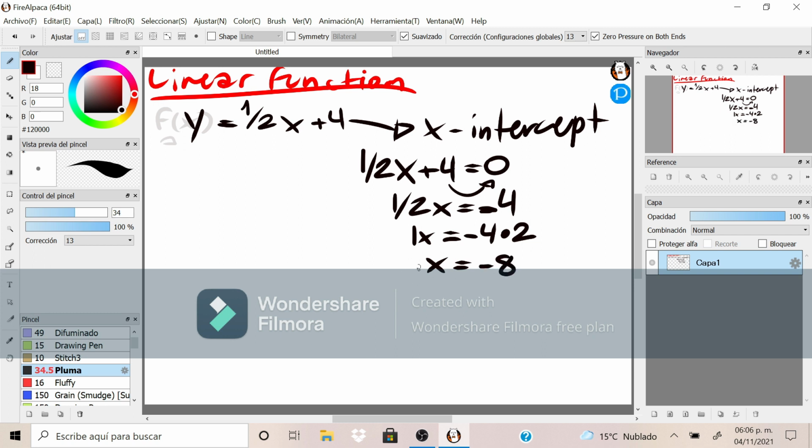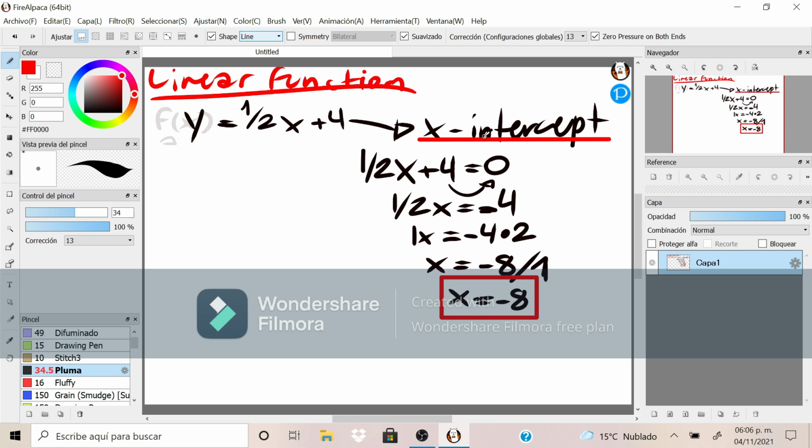Now what? Oh my god, where's the 1? Well, guess what? The 1 divides the minus 8, and then it becomes x equals minus 8. So we already have the x-intercept. We're gonna mark it with a cute little square. Now we already have the x-intercept.